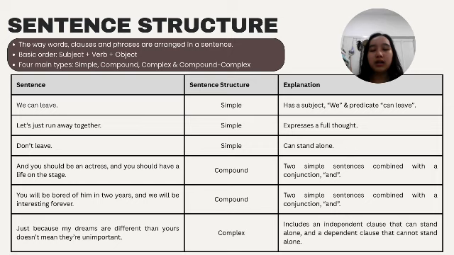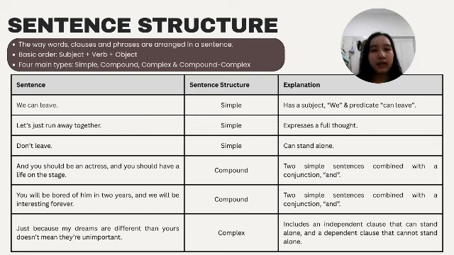By looking at these three simple sentence examples, they all have the same traits, which is why they're simple sentences. Next, the two compound sentences are two simple sentences combined with a conjunction, the conjunction being the word "and." For example, "you should be an actress, and you should have a life on the stage." The simple sentences are "you should be an actress" and "you should have a life on the stage," combined with "and." Secondly, "you will be bored of him in 2 years" is the first simple sentence, and "we will be interesting forever" is the second simple sentence.